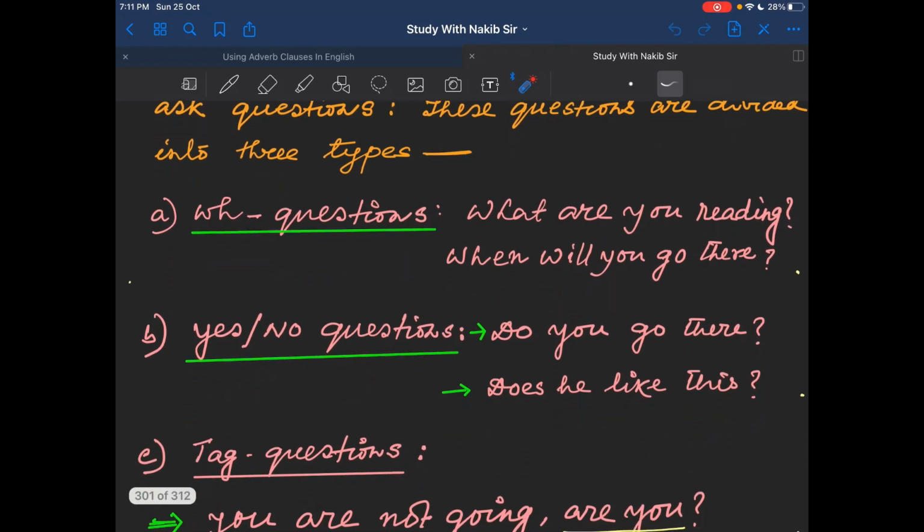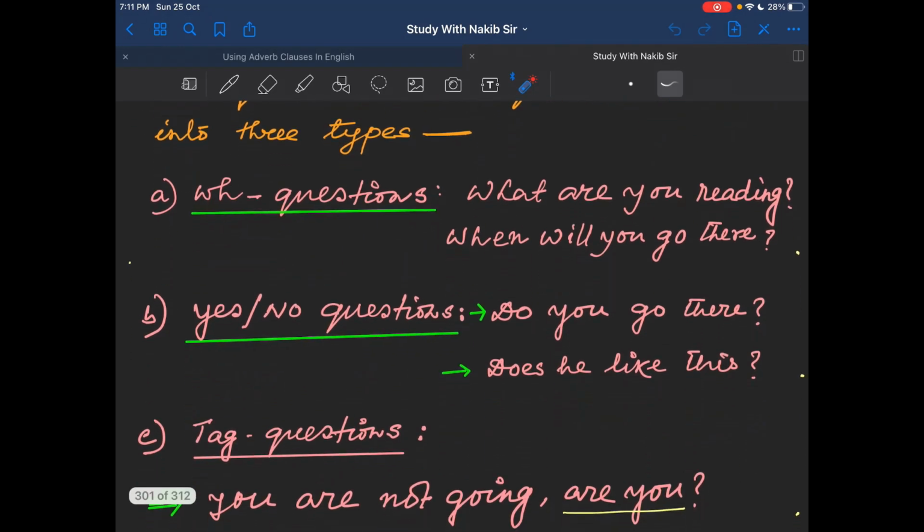Now see yes or no question. These questions begin with the auxiliary verb. See, do you go there? Do is the auxiliary verb, and does he like this? Does is the auxiliary verb.